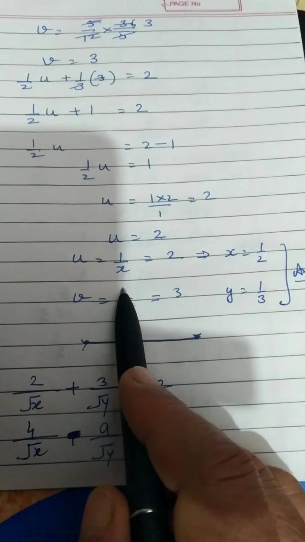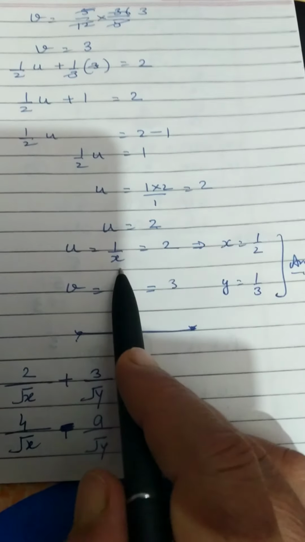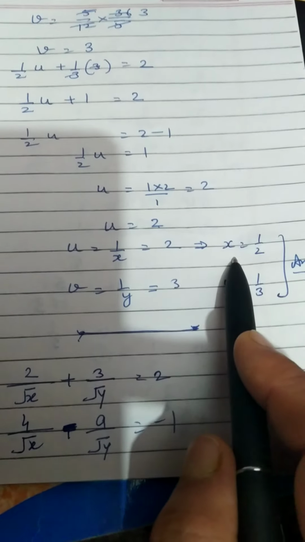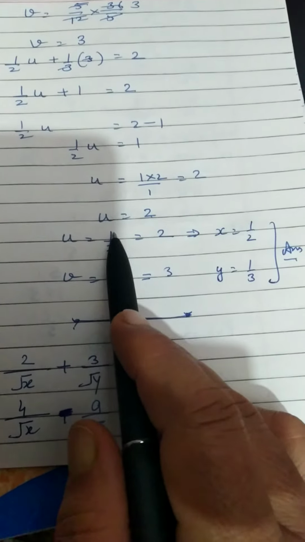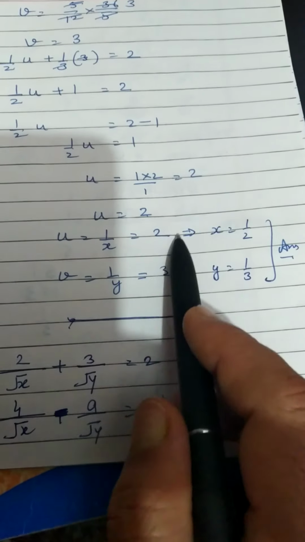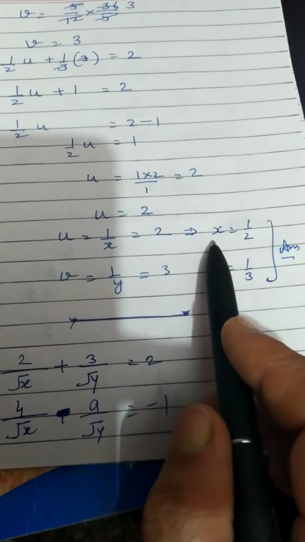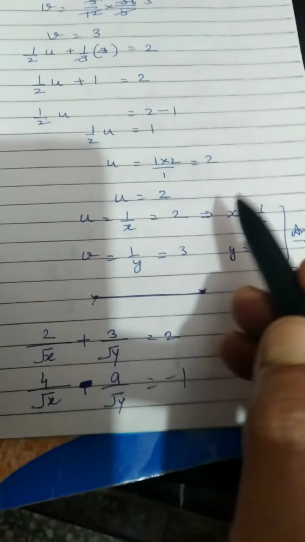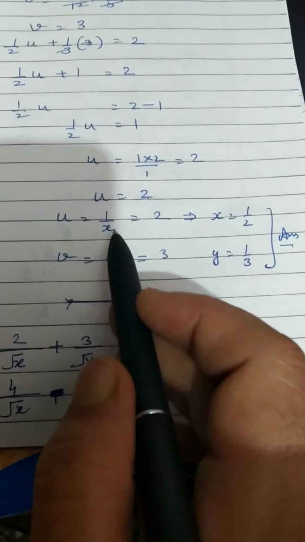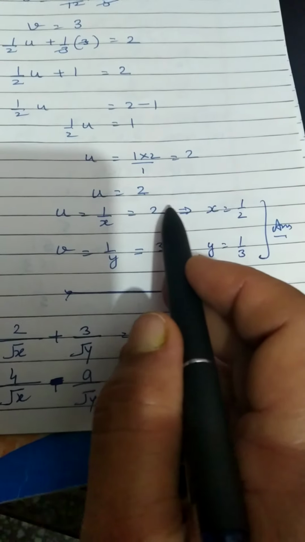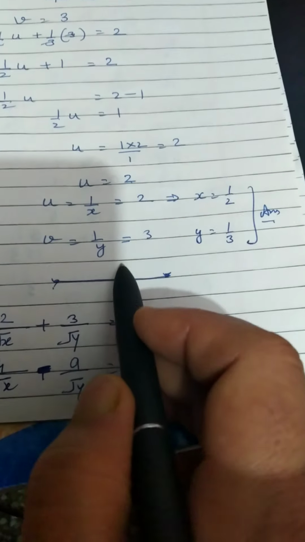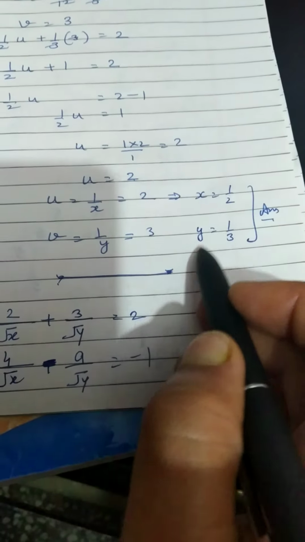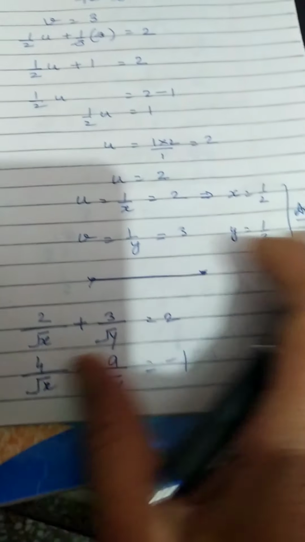Now u was equal to 1 by x. Therefore u is equal to 2 means 1 by x is equal to 2, means x is equal to 1 by 2. We have taken the reciprocal of 1 by x, we get x, and the reciprocal of 2 by 1 is 1 by 2. It can also be done in this way, that if we cross multiply this, x goes on this side, 2 comes on this side, then x is equal to 1 by 2. v is equal to 1 by y is equal to 3. From here we get y is equal to 1 by 3.